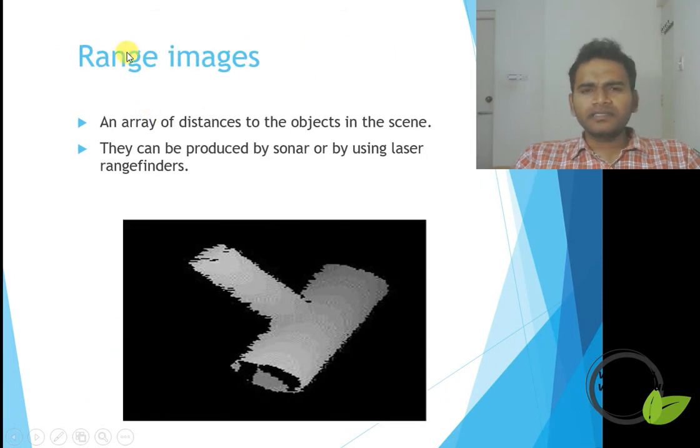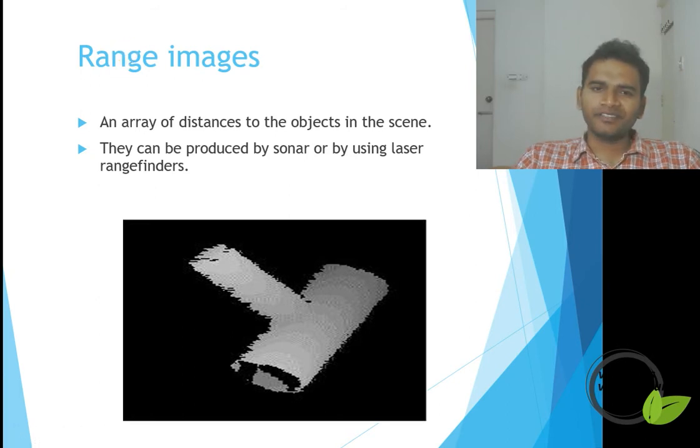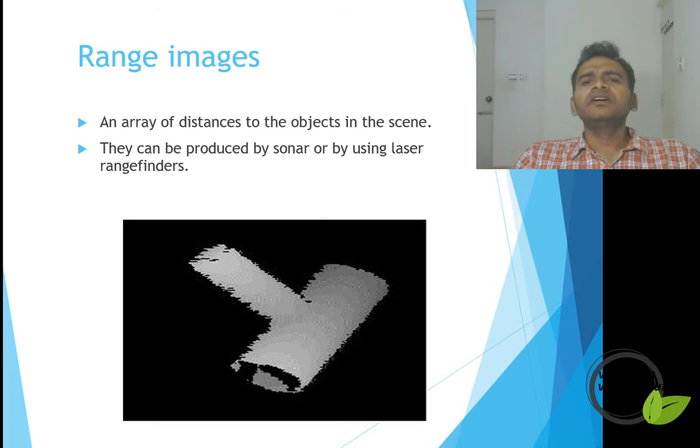And the next thing is range images. Range images are generally used in submarines for determining an object. And these range images are very crucial when you want to determine a huge underwater rock. So the typical application is a sonar or a laser rangefinder.